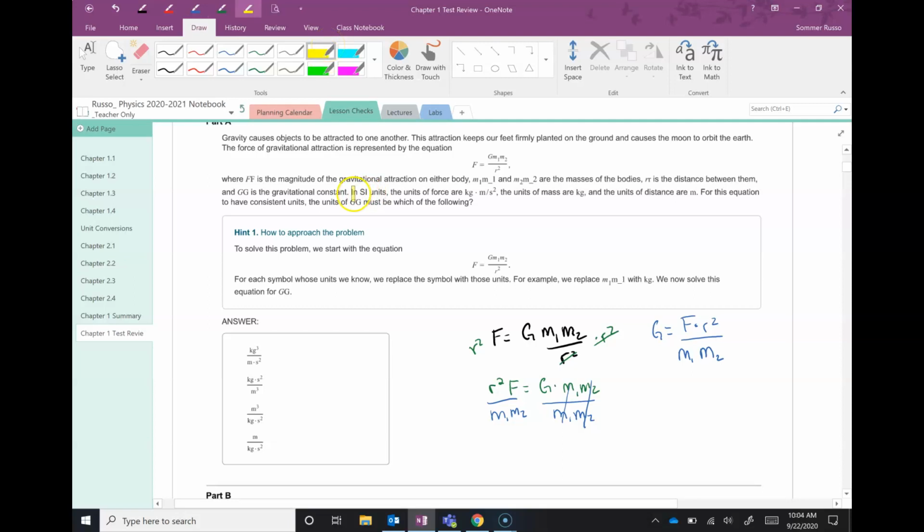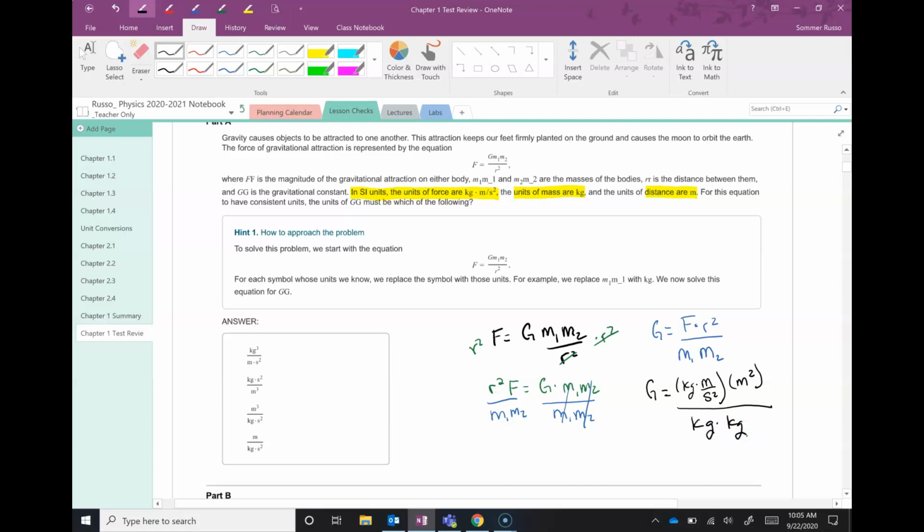We are looking at the fact that the SI units for force are this, the units of mass are kilograms, and the units of distance are meters. So this is what we are plugging in for these values. I still have G, and my force I'm going to replace with its units. That's going to be kilograms times meters per second squared. My r is a distance, in meters, and that term is squared. Then I have m1 and m2, which are both measured in kilograms.